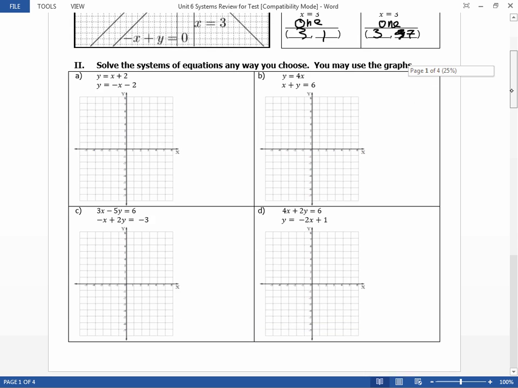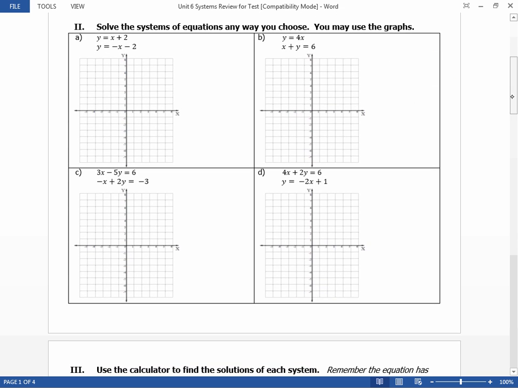So scrolling up, solve the system of equations any way you choose. Important to read the instructions. It didn't say you had to use the graphs. I'll go ahead and use the graphs for the first one, though, because they're both already in y equals mx plus b form. And so for the first one, the y-intercept is 2 and the slope is 1.